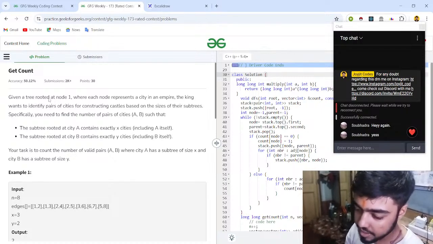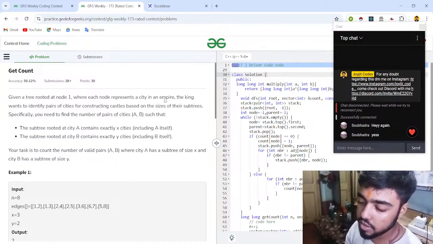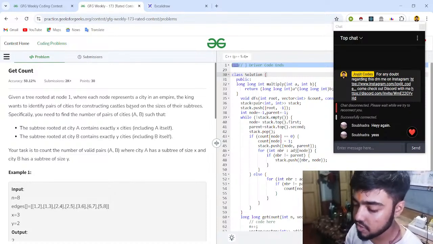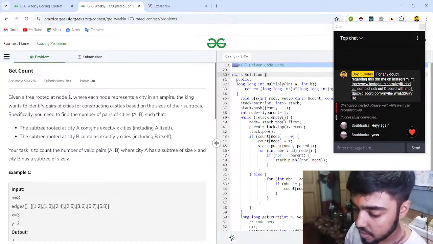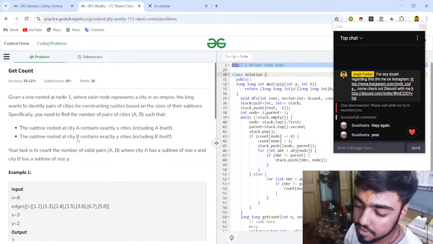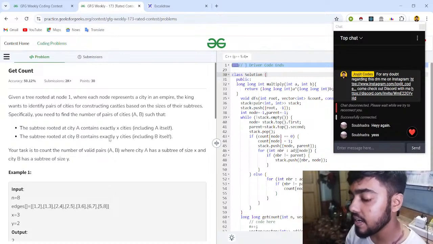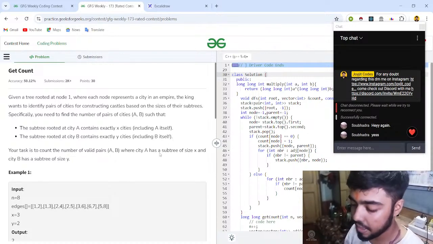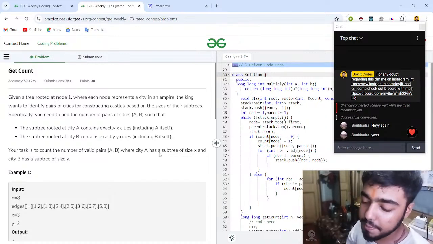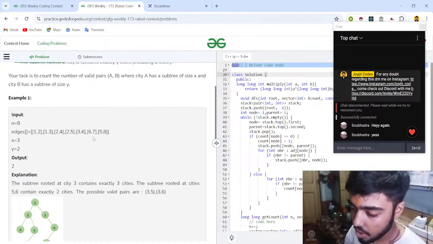So you're given a tree rooted at node 1, where each node represents a city in an empire. The king wants to identify the pair of cities for constructing castles based on the size of the subtrees. A subtree rooted at city A contains exactly X cities, and the subtree rooted at city B contains exactly Y cities. Then only he is going to consider a valid pair A comma B. So we have to find out how many valid pairs are there.